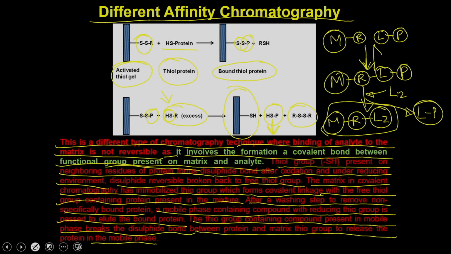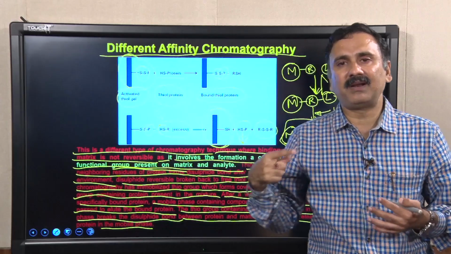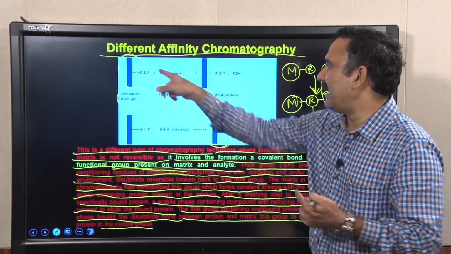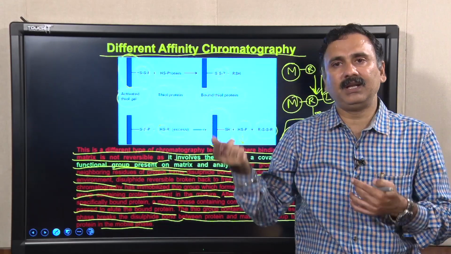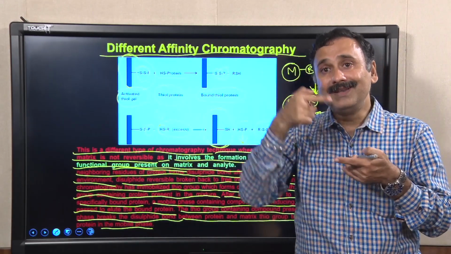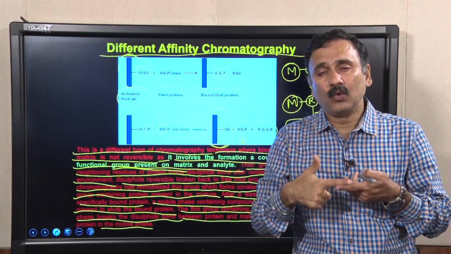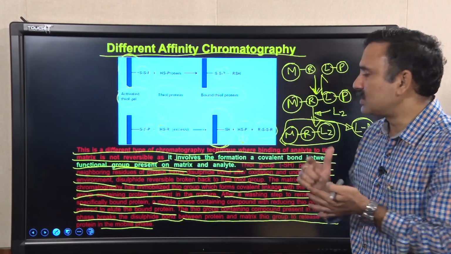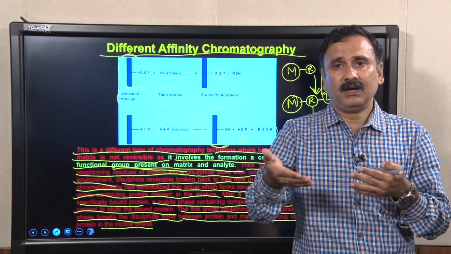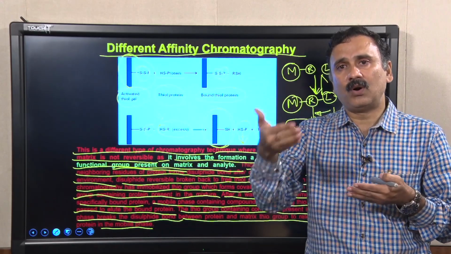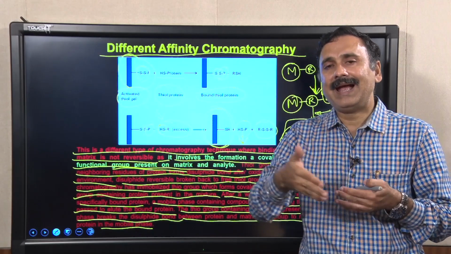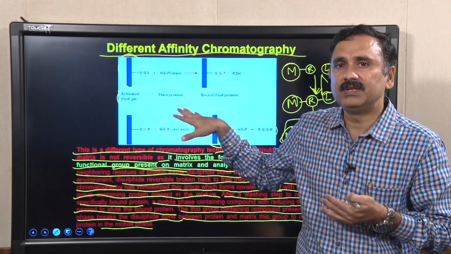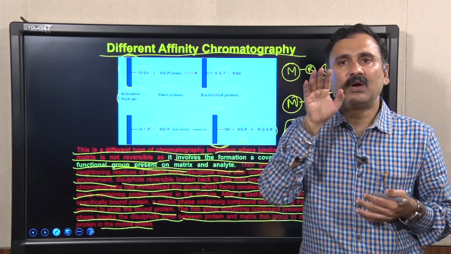But what will happen at the end is that you are going to lose the matrix, because this matrix is not the same as it was in the beginning. You are not regenerating the thiol group, the matrix you started with. So that is how this is an irreversible reaction, and that is why it is called covalent chromatography, where you can use the matrix only one time.